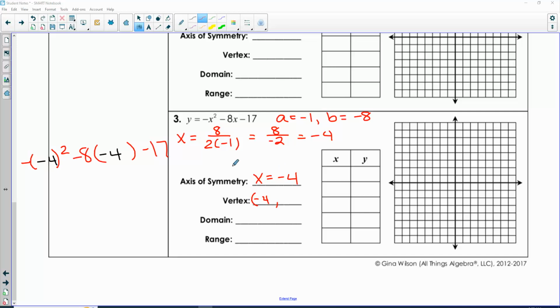Okay. So on here, the middle, we're going to put our vertex. -4, -1. Then we need x's smaller. So if you had -4 and you subtract, that's like -5, -6. And we need x's bigger, so -3, -2. We need numbers surrounding that.